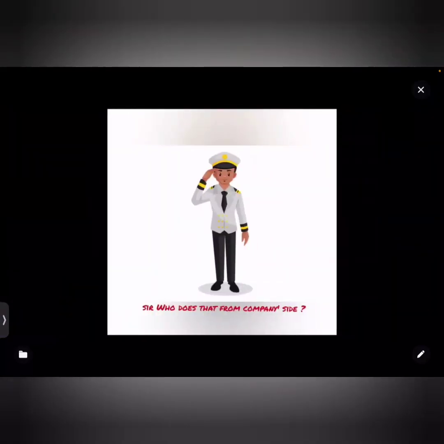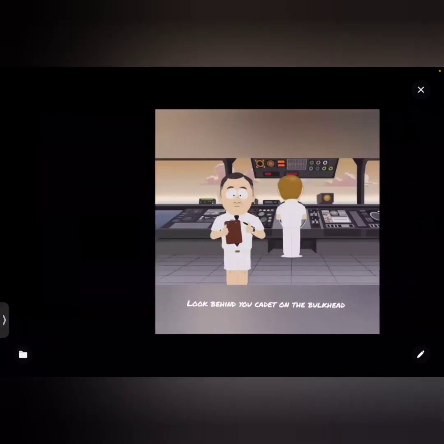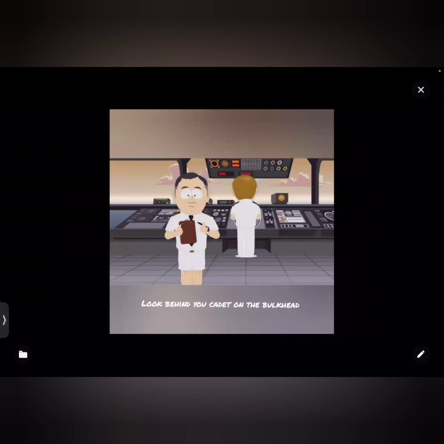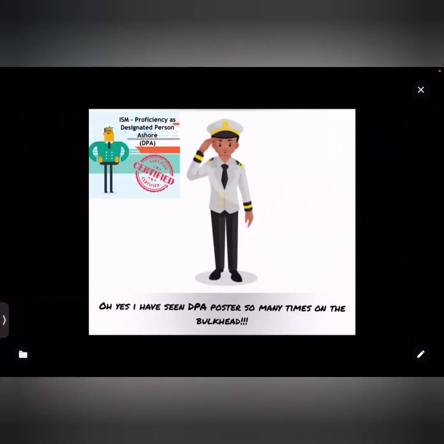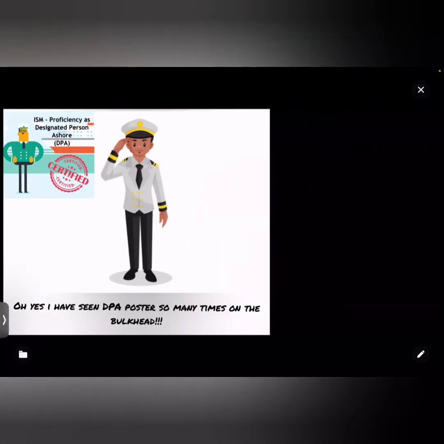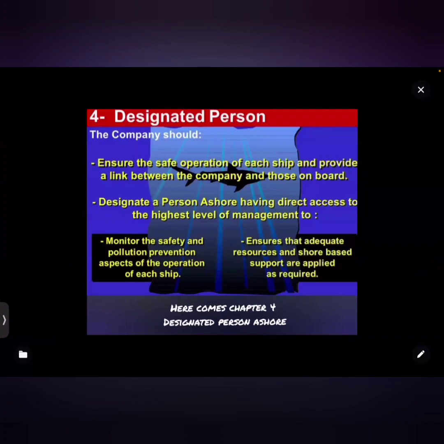The cadet asked the captain again, "Sir, who does it from the company's side?" And the captain says, "Cadet, please look at the bulkhead behind you." The cadet sees the bulkhead. "Oh yes, I have seen DPA posters so many times on the bulkhead. So it is the DPA." And here comes your chapter 4, designated person ashore.